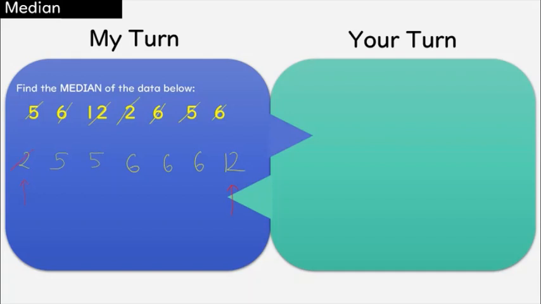So I'm going to cross the 2 and the 12 out. Then the next one in is 6 and 5, cross those 2 out. Then the next one, another 6 and 5, and I'm left with this 6 being in the middle of the data. So the median for this set is 6. Your turn, pause the video, find the median.